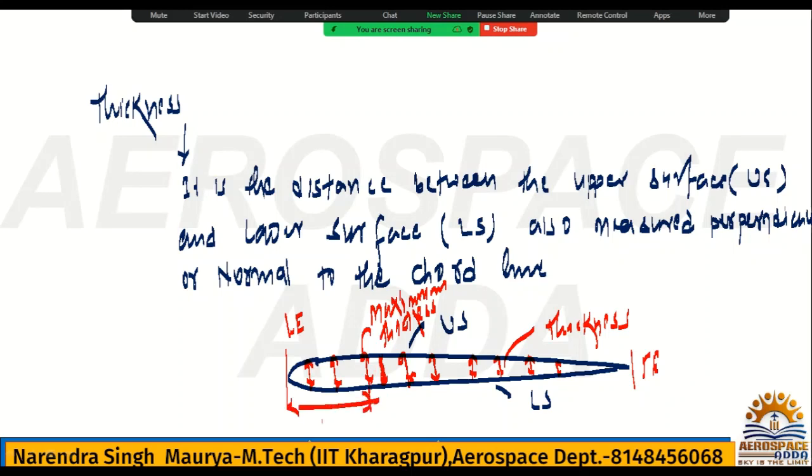So this is the location of maximum thickness. So now, with all the terminology, you are aware. Okay, better I will finish here, that NACA series.